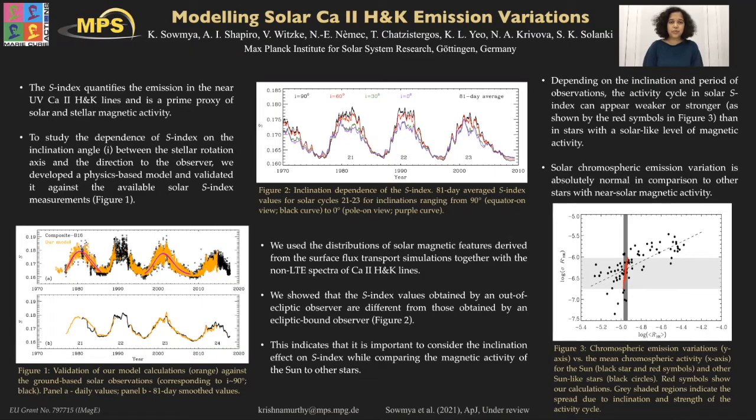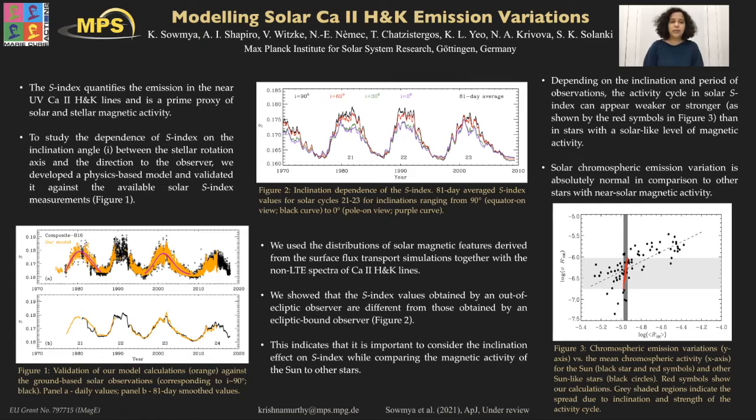Hi, I'm Soumya Krishnamurthy, a Marie Curie Fellow at MPI for Solar System Research in Göttingen. The emission in the near ultraviolet calcium-2 HNK lines, often quantified via the S-index, has been serving as a prime proxy of solar and stellar magnetic activity.